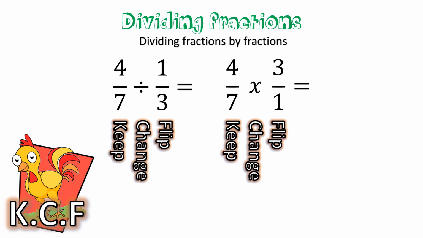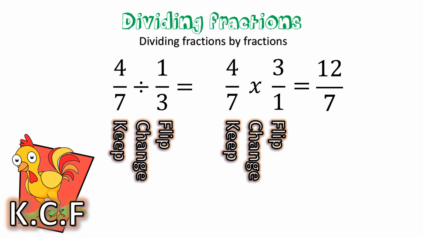When I've done that, as you already know, this is a very simple calculation because I multiply the bottom by the bottom, or the denominator by the denominator, and that gives me 7. And then I multiply the numerator by the numerator, or the top by the top, which gives me 12.